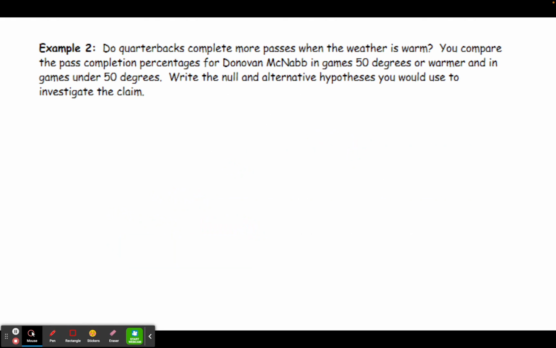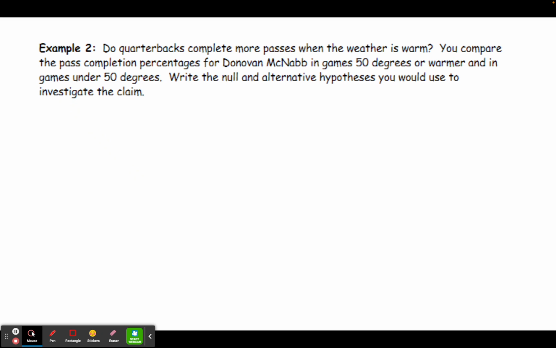In example number two, we're going to write the hypotheses ourselves instead of having fill in the blank. So here the question is whether quarterbacks complete more passes when the weather is warm. To investigate this claim, you could compare pass completion percentages for Donovan McNabb in games that were two different temperatures. So, our first context would be games that were 50 degrees or warmer, and the other context would be games where the temperature was under 50 degrees. And so, we're going to write our null and alternative hypothesis.